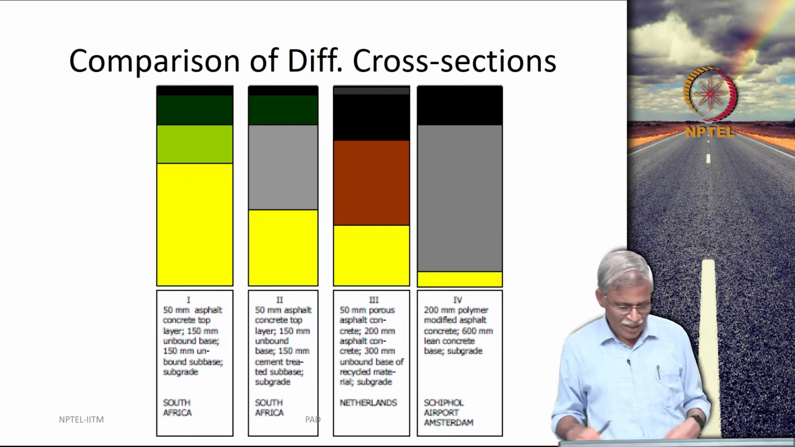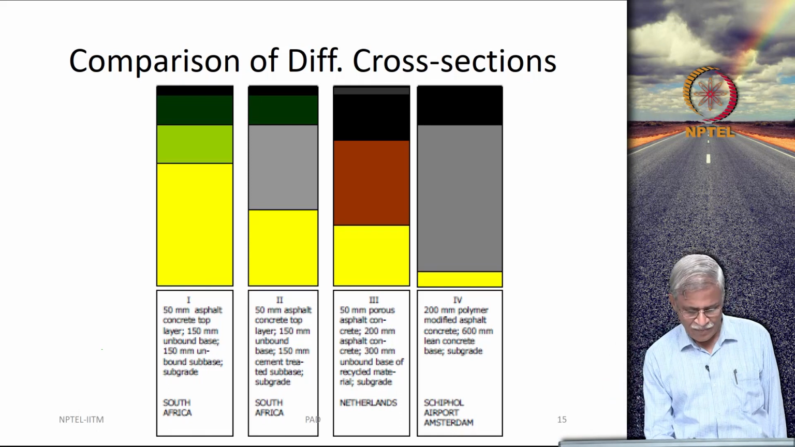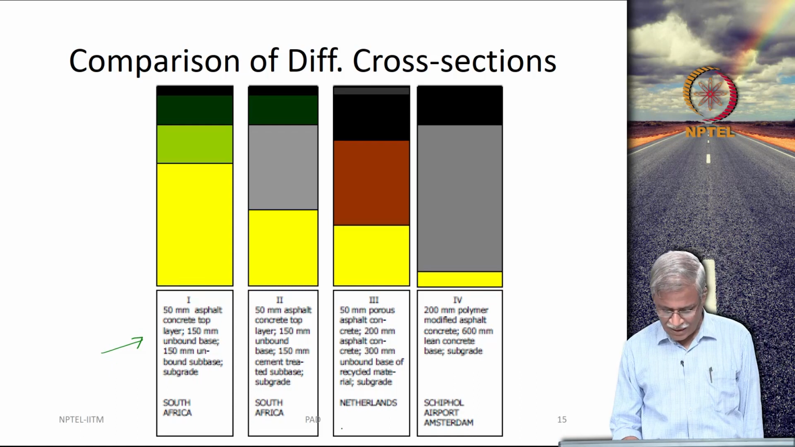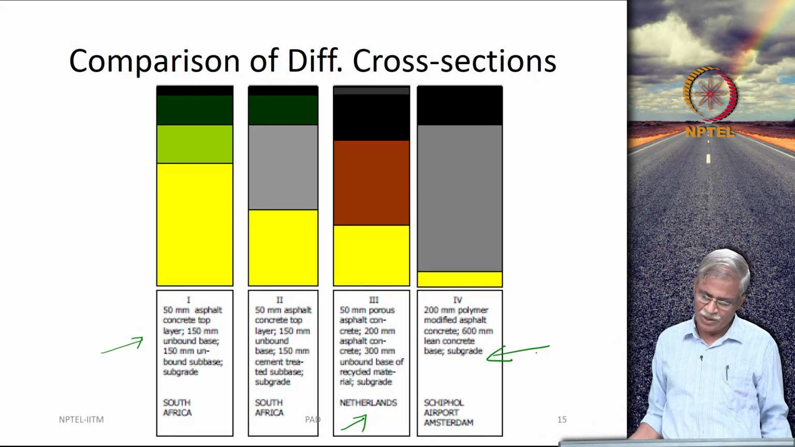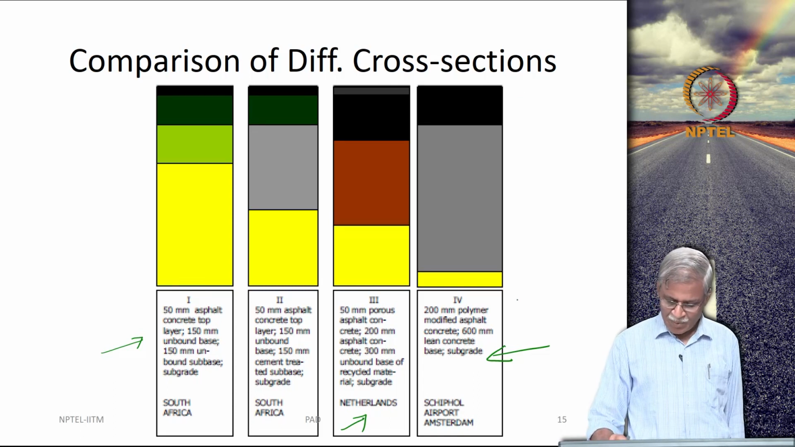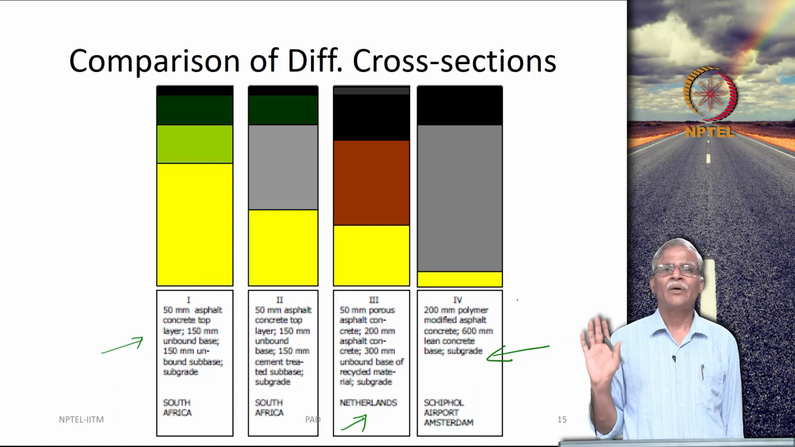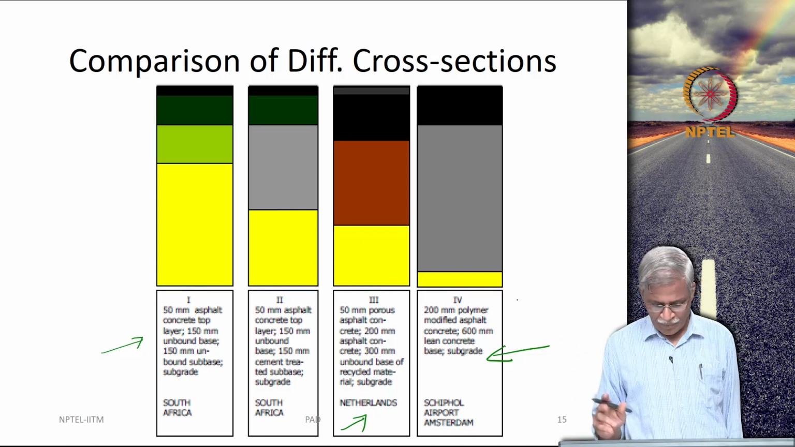Okay. So, to compare all these cross sections, you can see a South African cross section, then there is a cross section from the Netherlands, and this is a typical airport, the Amsterdam airport cross section. So, you see there is a 200 mm polymer modified asphalt, 600 mm lean concrete base. This is what is available as far as Schiphol airport in Amsterdam.